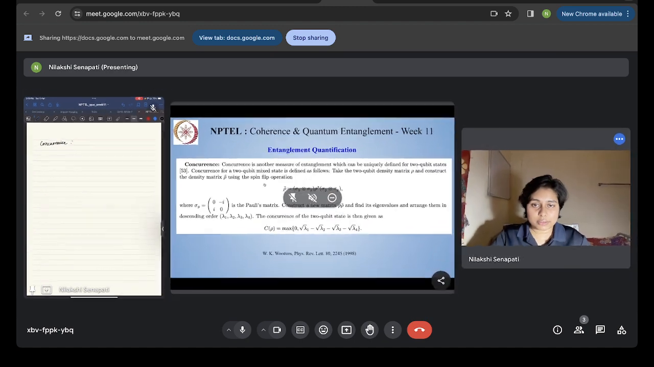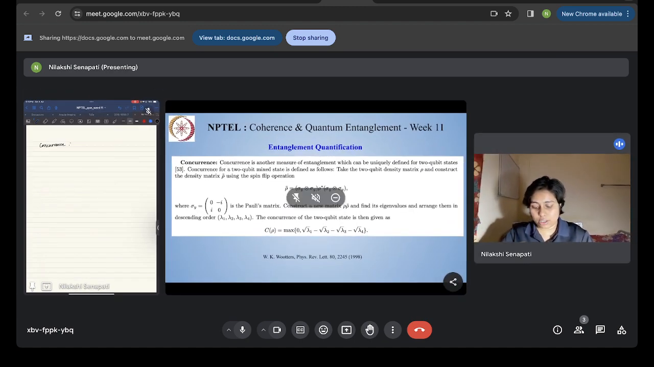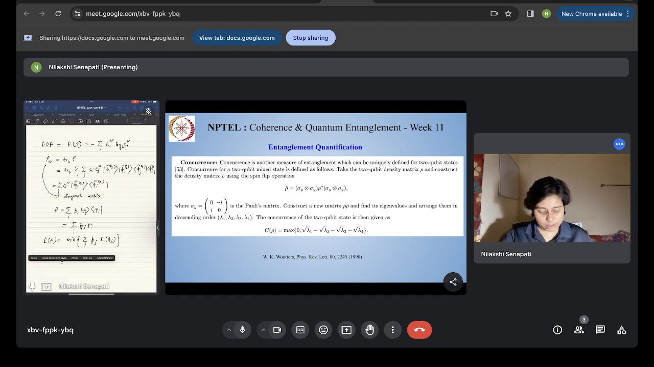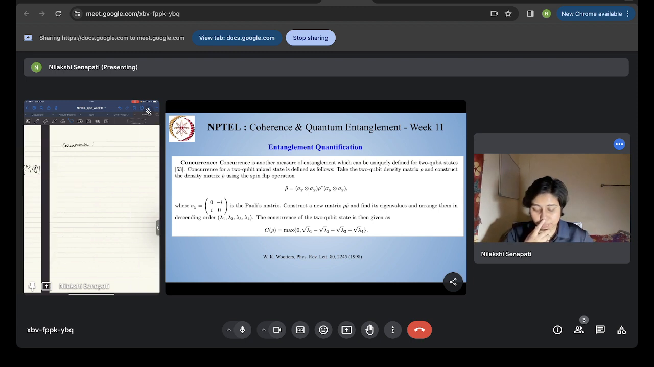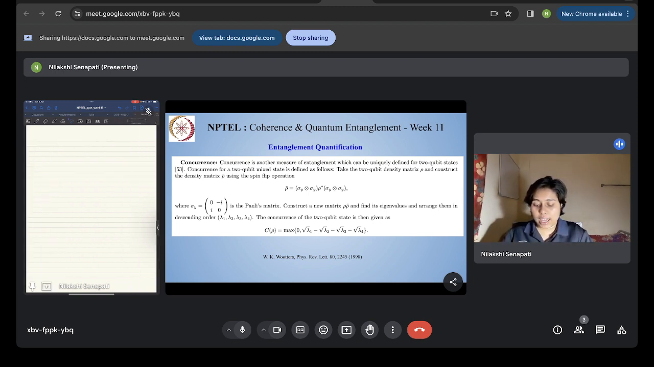You can see here what I have written; I will not go through the write-up again. I have already presented that in the slide, so I don't need to write all of this again and again. So concurrence is another measure of entanglement which can be uniquely defined for 2-qubit states. If you want to know more about concurrence, you can visit the original paper by W.K. Wootters, PRL 1998, and you can see the definition of concurrence there.